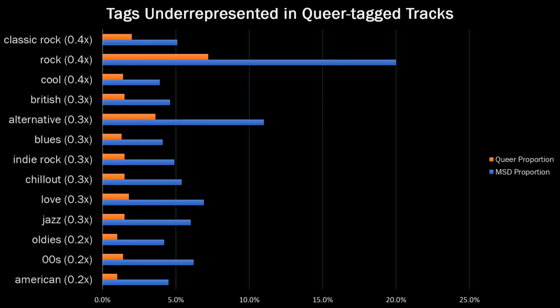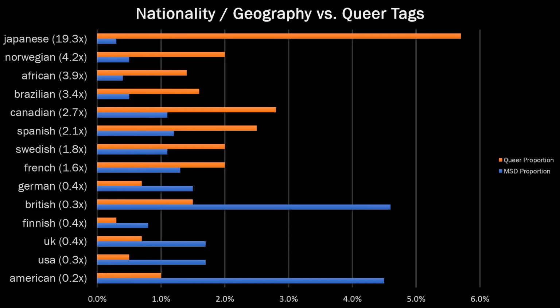So after seeing these results, I immediately wanted to know what other countries were queer and what other countries were not queer. On the current chart, as well as the chart in the previous slide, I only included tags that comprised at least 1% of the tagged tracks in the million song dataset. For looking at countries and nationalities, I'm going to relax that just because I want to see what shows up. And here's the result. I'll let you soak that in.